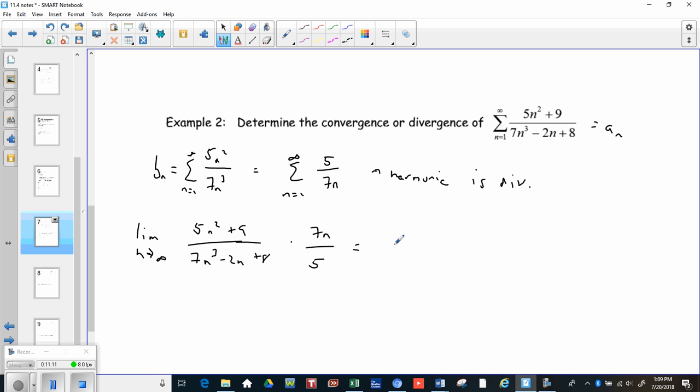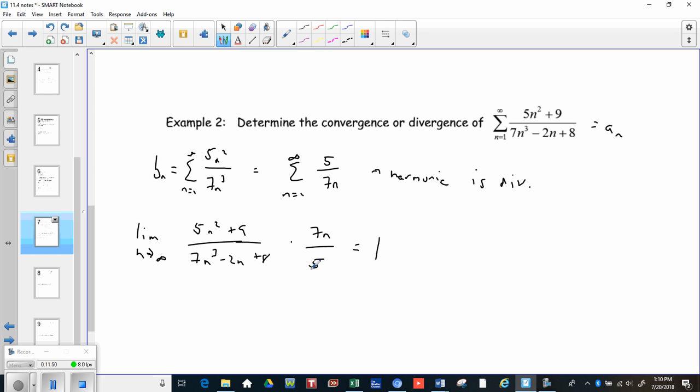What is my mistake? Five n squared over 7n cubed simplifies to 5 over 7n. The 5 over 7 can be pulled out to the front, but it doesn't have to be, so I could leave it there. Oh, I forgot to multiply the 5 through here. Right, so really what that's going to give us is 1.